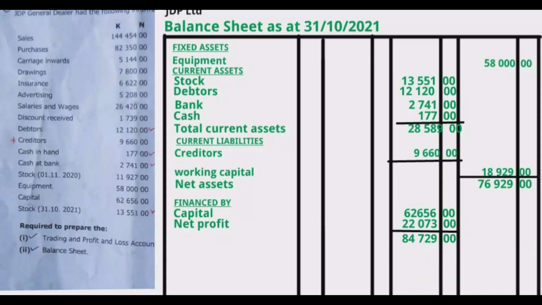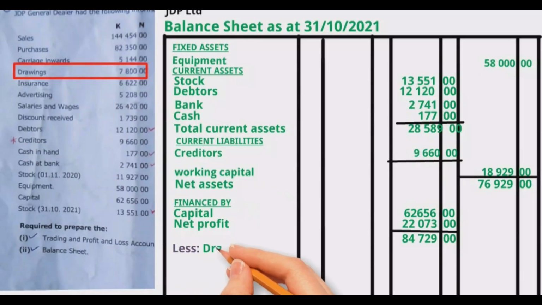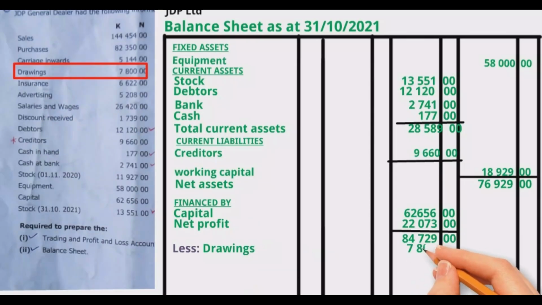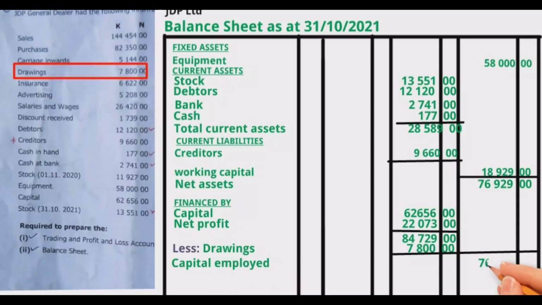When we add the net profit, it's going to give us 84,729. Now less drawings. For drawings, we come to the statement given. We are told the drawings were 7,800. So we say minus 7,800. When you evaluate that, it's going to give you 76,929, and that is the capital employed.